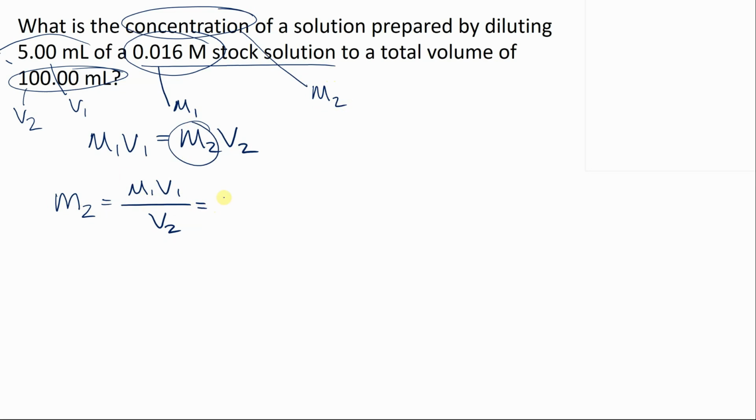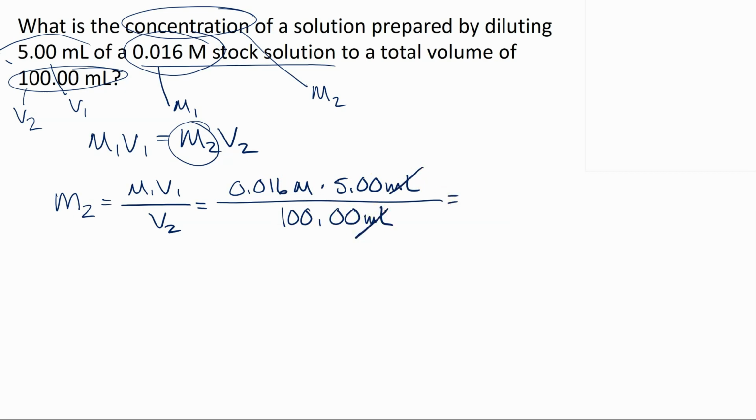So my M1 is 0.016 molar. My V1 was 5.00 milliliters. And my total volume after dilution that goes with my concentration after dilution is that 100.00 milliliters. The milliliters cancel. I'm left in units of molar. And my answer comes out to be 8.0 times 10 to the negative 4 molar.